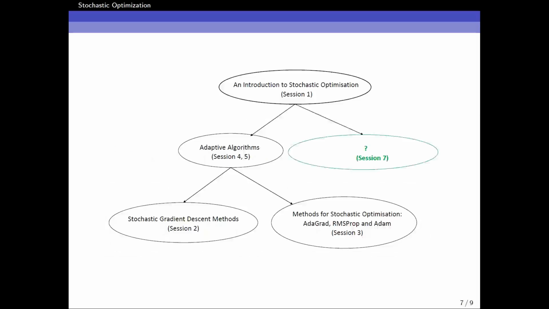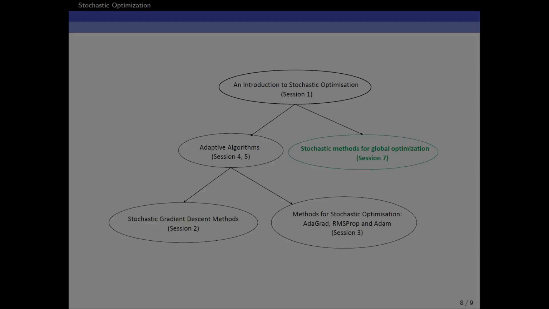And so now today, we start a new category which differs from what we have heard so far. And the topic is stochastic methods for global optimization. And now I'm handing over to today's speakers, Xintao and Javier.